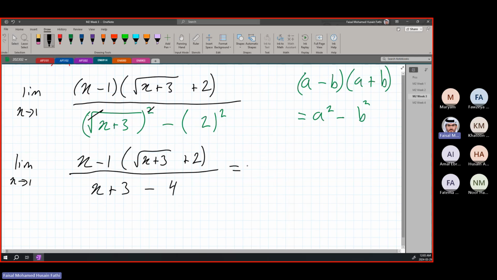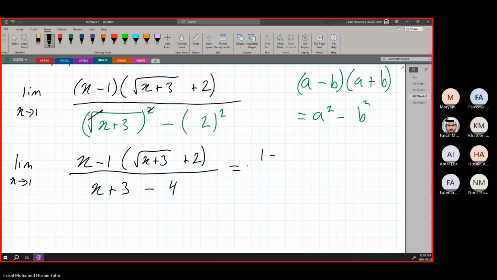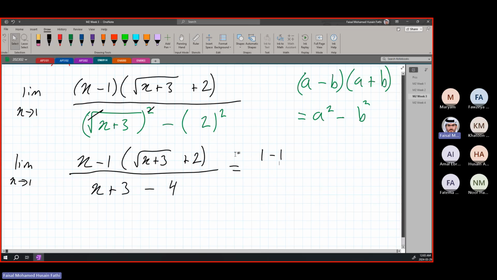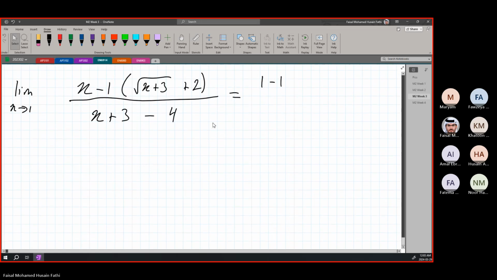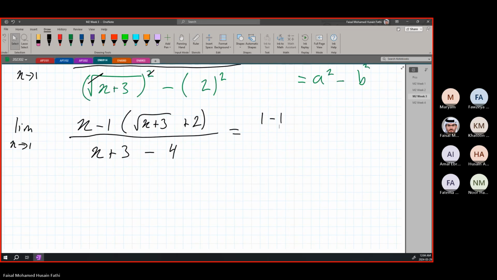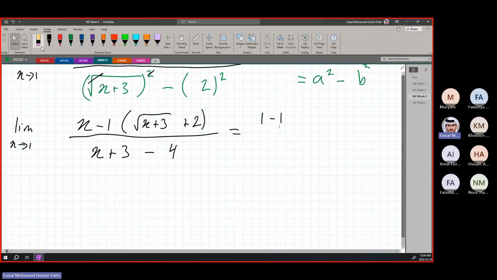Now we can substitute the 1 for the x's. So it's going to be 1 minus 1, let me make sure everything's right up here, times... The whole reason we did the conjugate is to solve this.